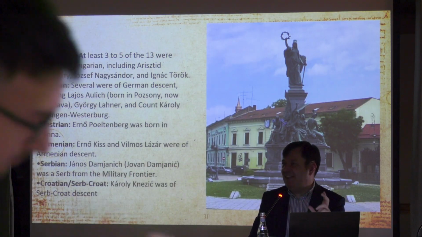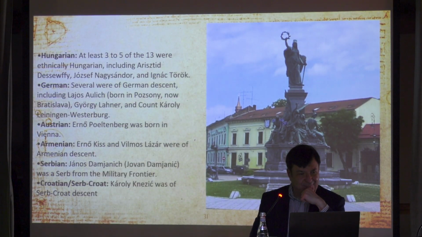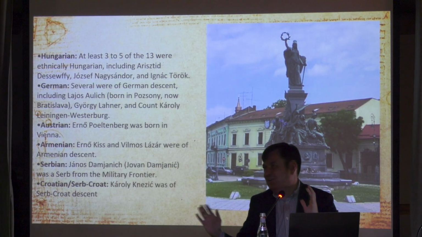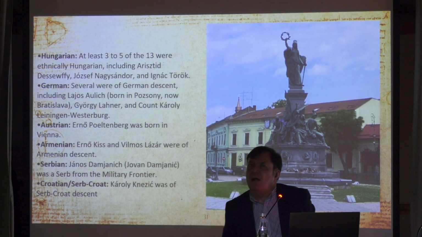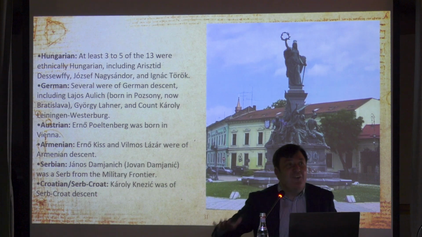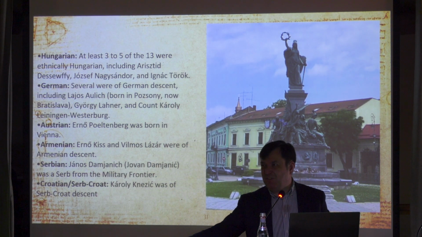How many of them are ethnic Hungarians? 3 to 5, we believe. Then several were of German descent. One was Austrian. 2 were Armenian. The greatest hero was a Serb. And one, we cannot decide whether he was a Croat or Serbo-Croat or whatever. But they are all heroes of the Hungarian Revolution.